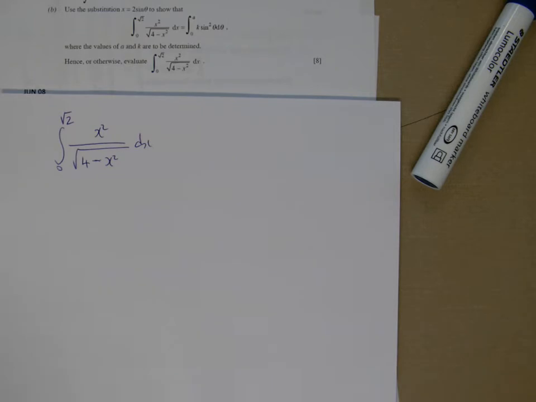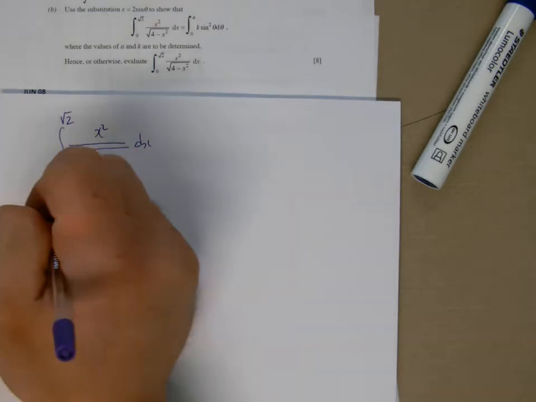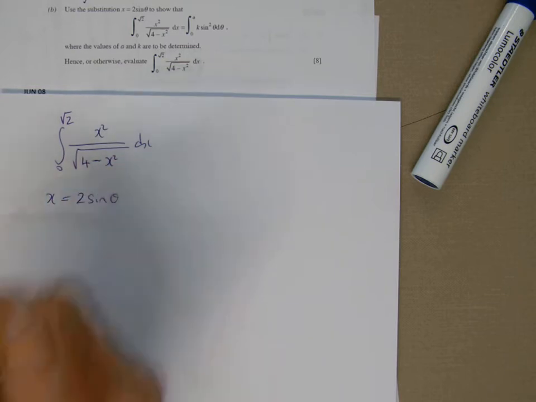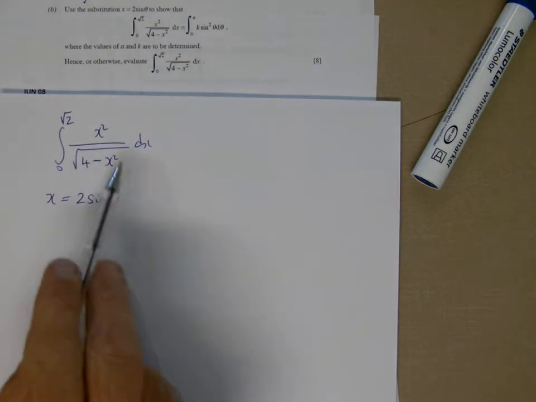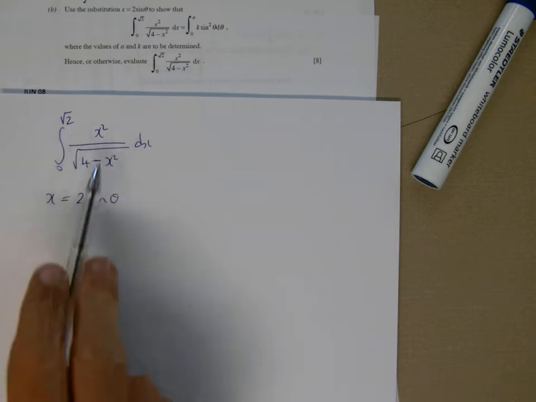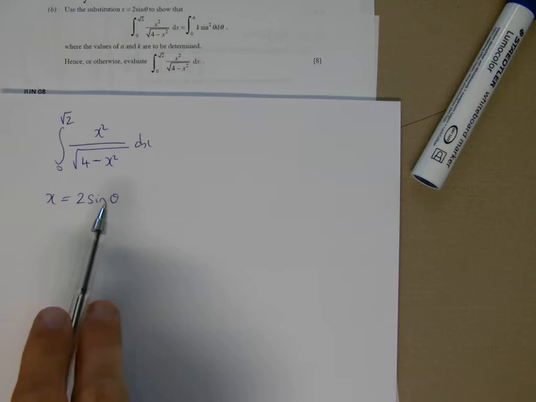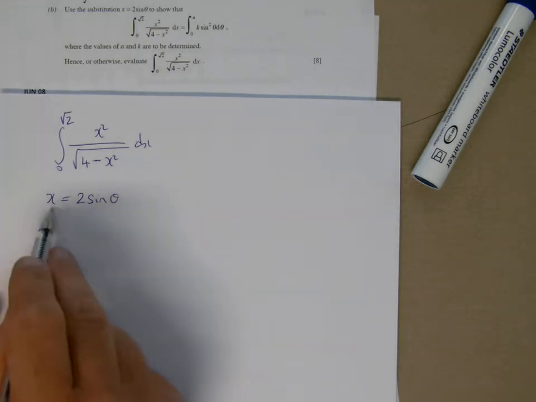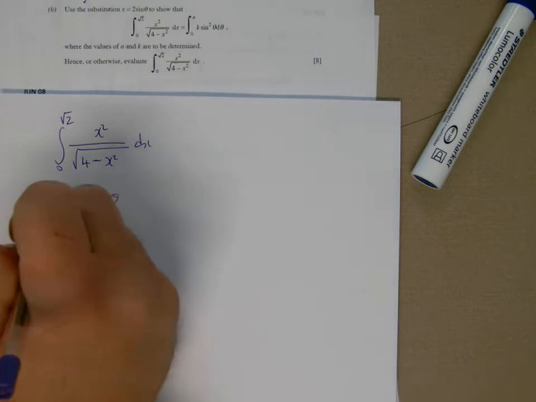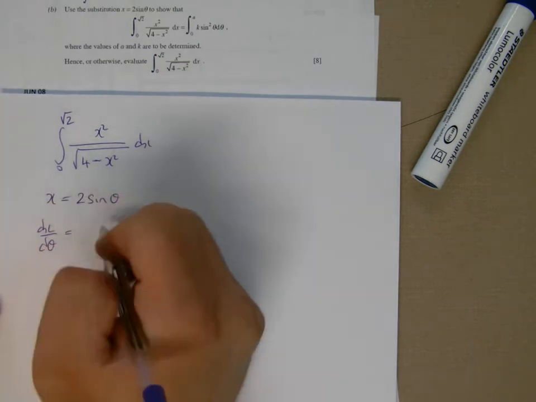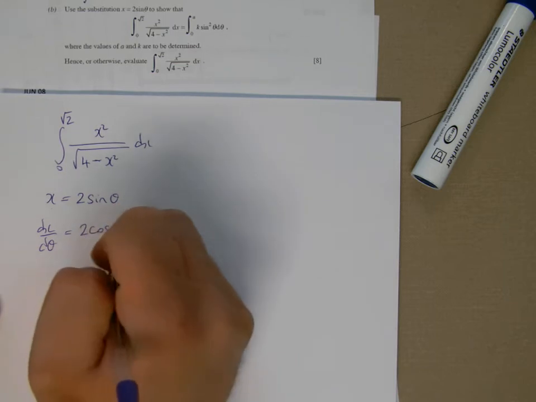Okay, so in this question we're asked to use the substitution x equals 2 sine theta. The first thing we need to do is replace all the x's in this integral for thetas, essentially. So we're going to have to replace the dx, so I'm going to differentiate. You've got x this side, theta that side, so we're going to do dx by d theta. If I differentiate 2 sine theta, I get 2 cos theta.